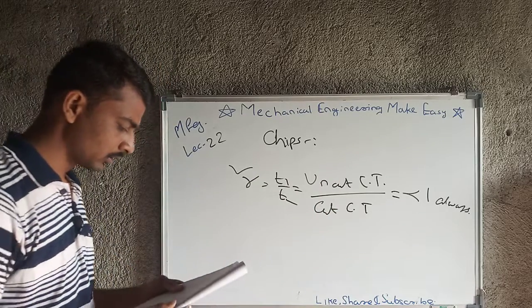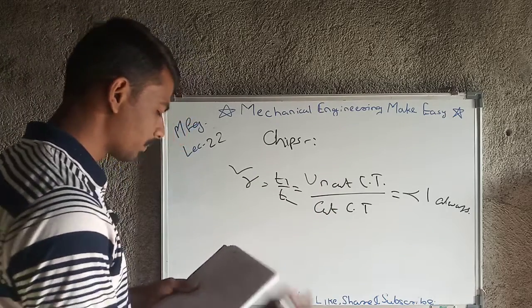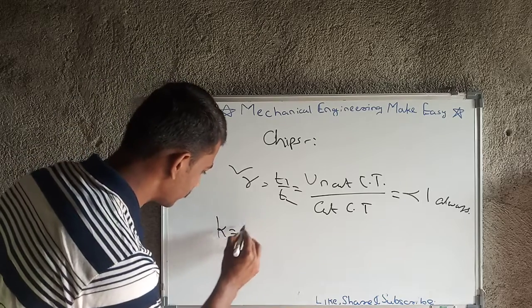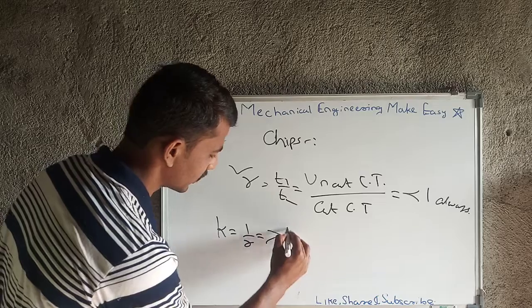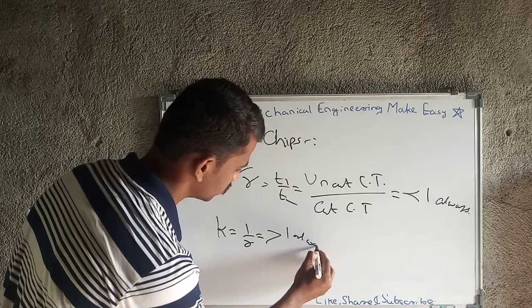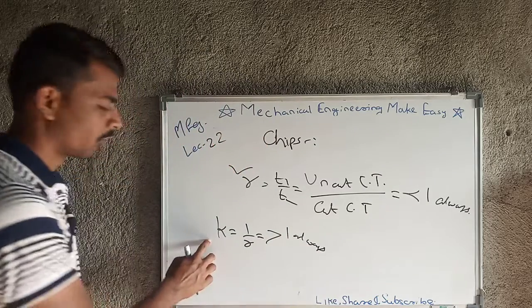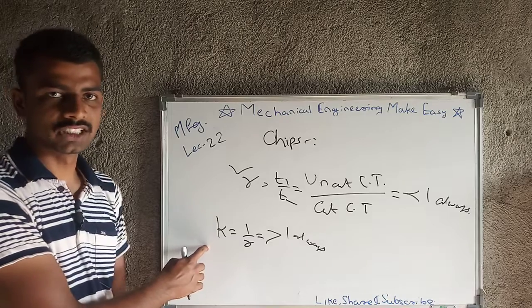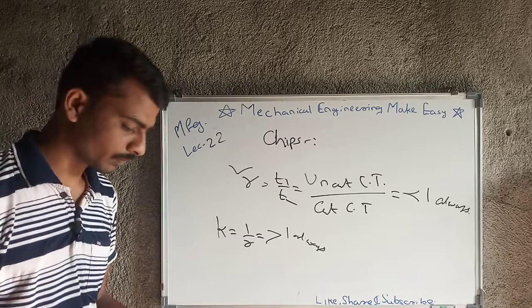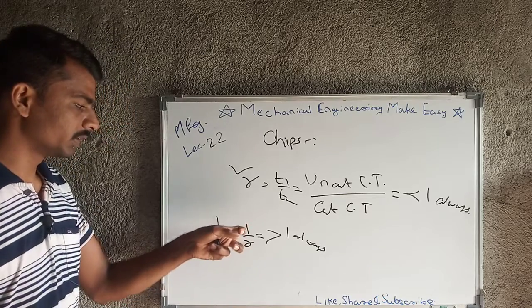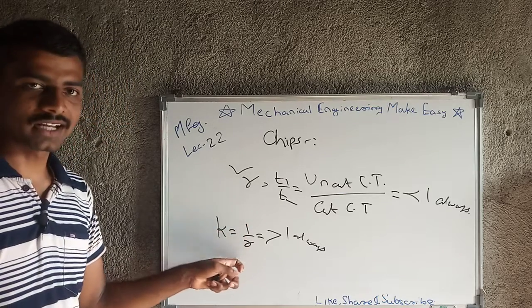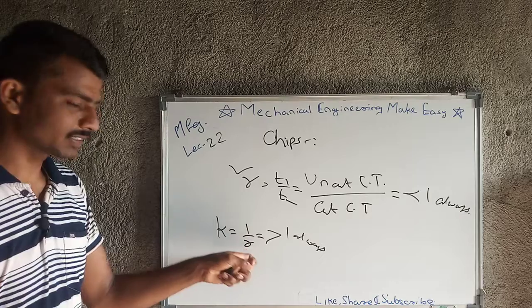And there is another parameter which is denoted by K, and which is 1 upon R, that is chip reduction coefficient, and which will be greater than 1 always. What is K? This is nothing but chip reduction coefficient, and which is greater than 1 always. And why is it greater than 1? Because it is 1 upon R, and if R is less than 1, then 1 upon a value less than 1 will be greater than 1.